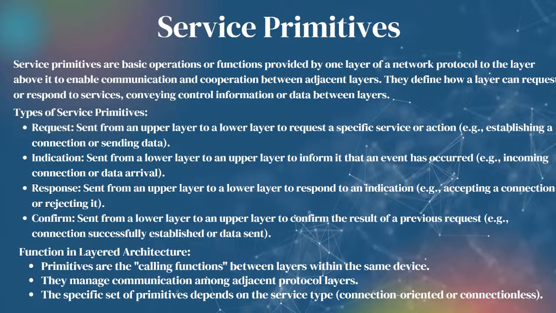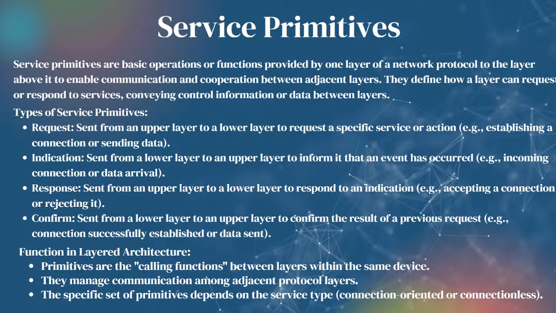Indication means sent from a lower layer to an upper layer to inform that an event has occurred, like an incoming connection or data arrival. Indication means, yes, I got the message, now I am sending it back to you. Then the response is sent from an upper layer to the lower layer in reply to an indication. The response happens from upper layer to lower layer, and from the indication only you are going to get the response.